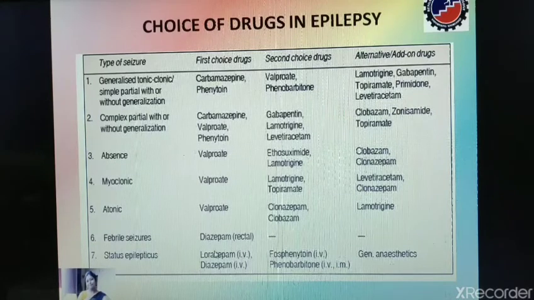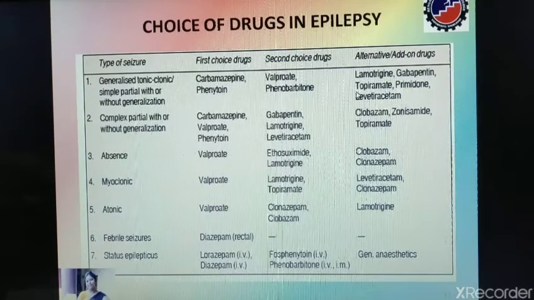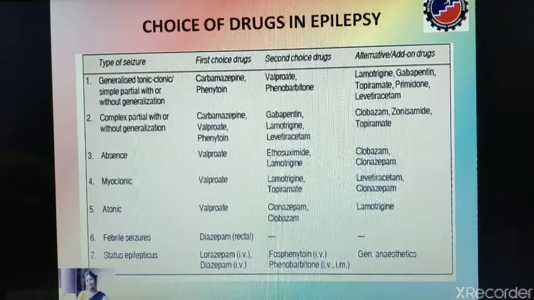So I hope you go through this table and you correlate the choice of drugs with the understanding of the videos till date, and that will be helpful to you.